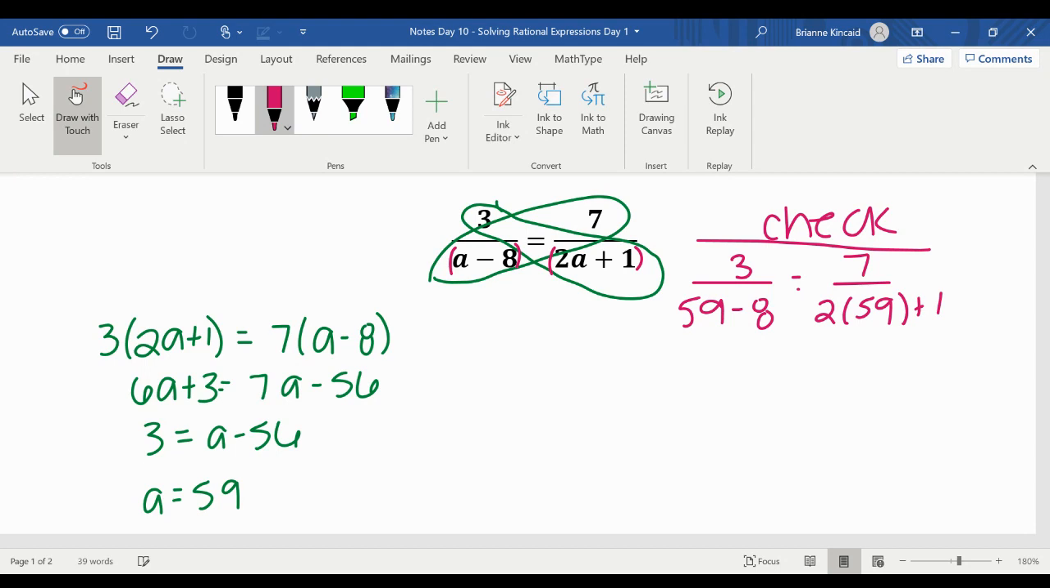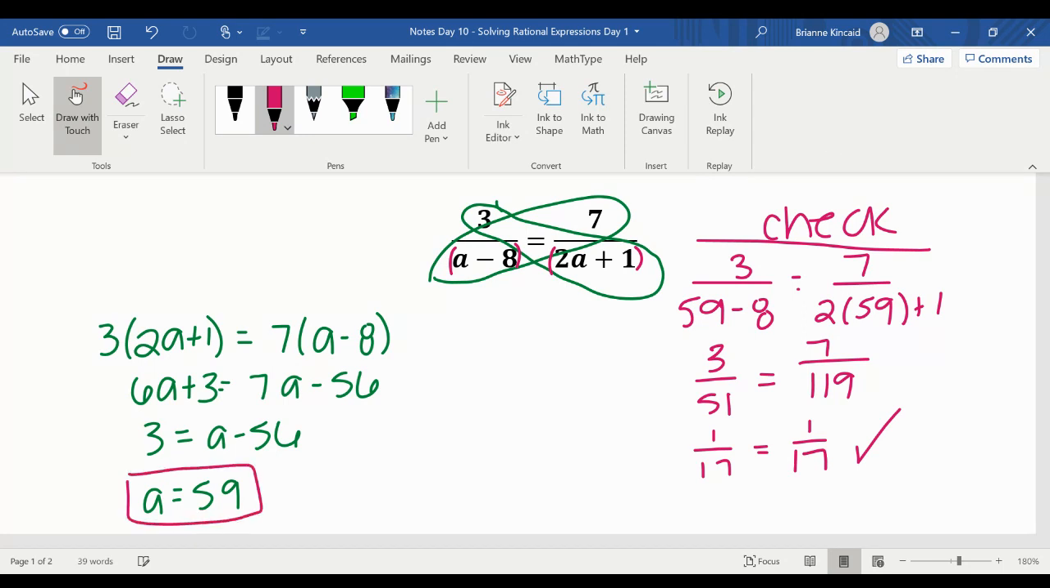Okay, so on the left, I'm going to get 3 over 51, which is going to reduce down to 1 over 17. On the right side of this, I'm going to get 7 over 119. And then once again, this is going to reduce down to 1 over 17. So because this works out, we can go back and box in our answer because we know it's correct.